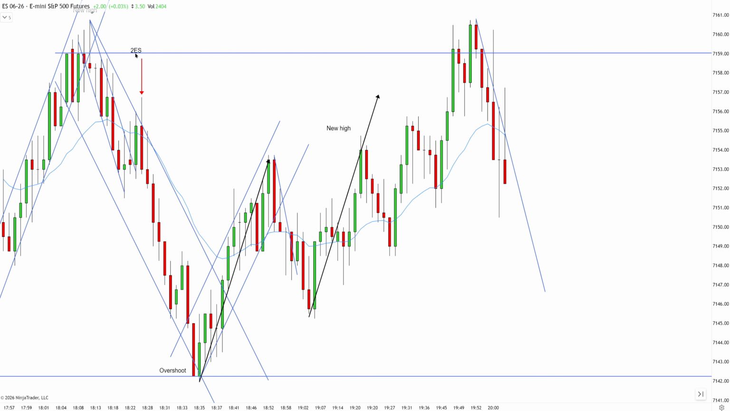We have now another failed second entry long. We have another failed second entry long. New high first entry long, pullback second entry long failure. Because we're at a triggering range, this is a decent high probability setup.